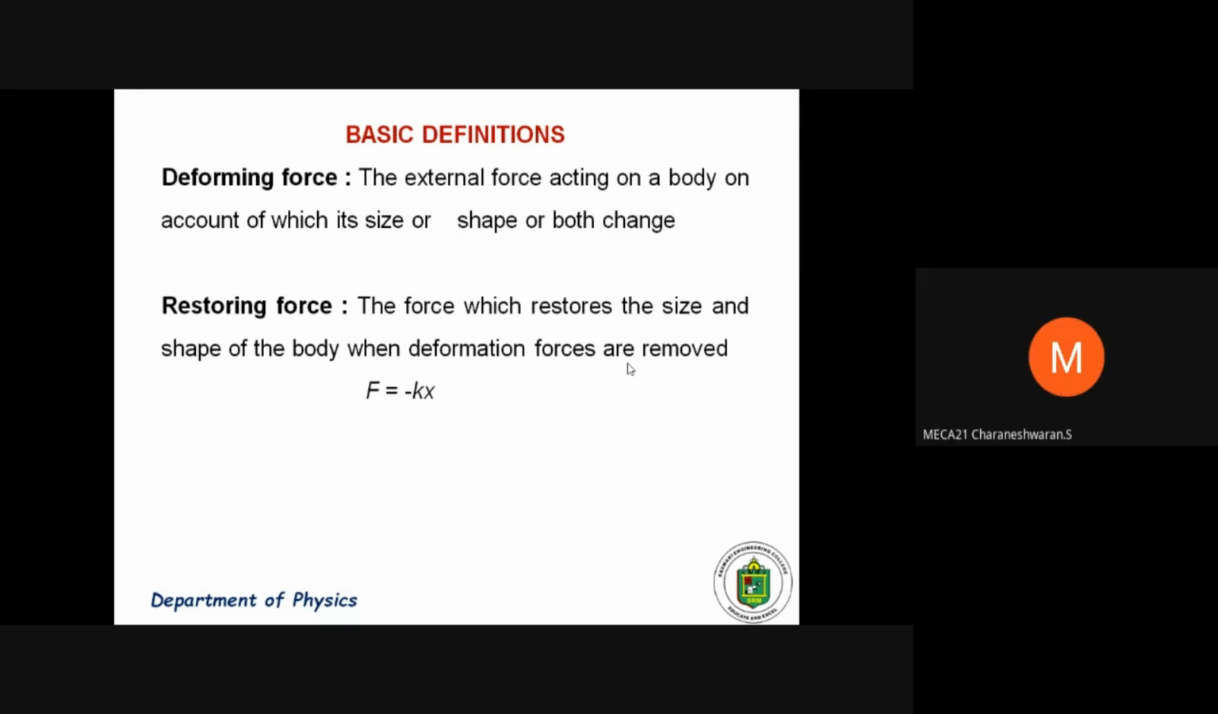Subject code: 191 PYB. PY for physics, B for basic science, B 101, T, capital T, T for theory. 191 PYB 101 T. Under that, just mark down Unit 1, Properties of Matter.